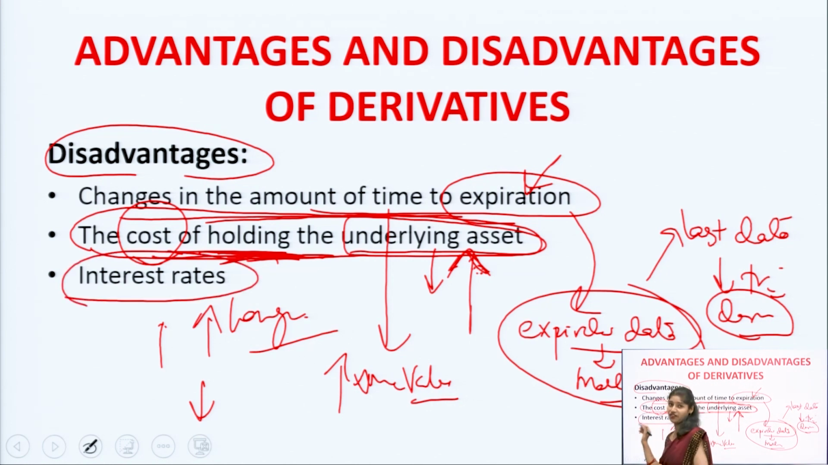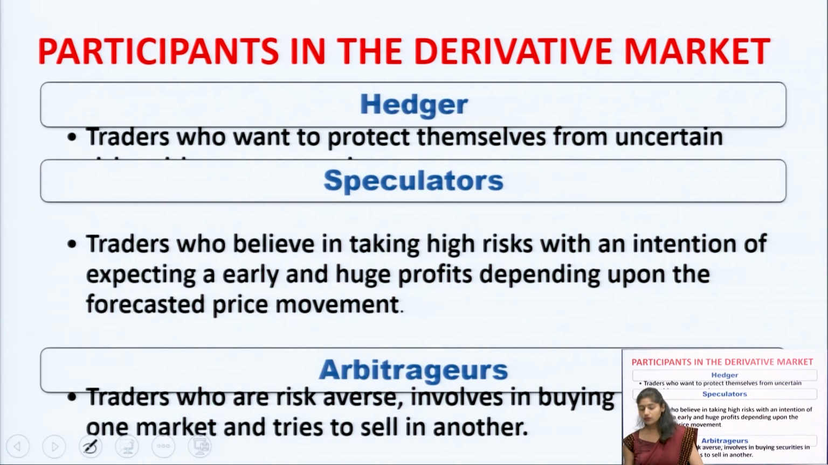Next is interest rate. It is also a disadvantage, because interest is included with respect to the trading market, that derivative market. In that case, you are paying for that.